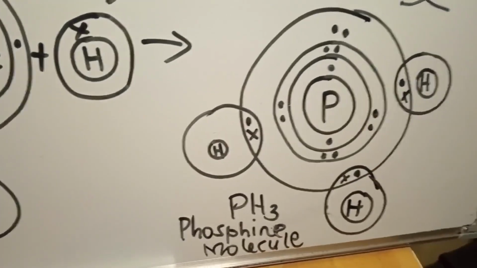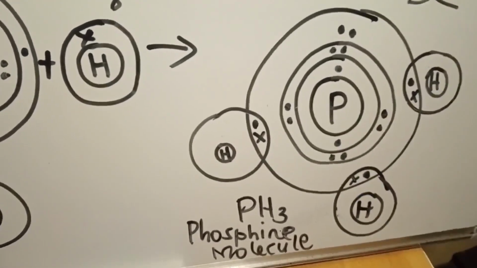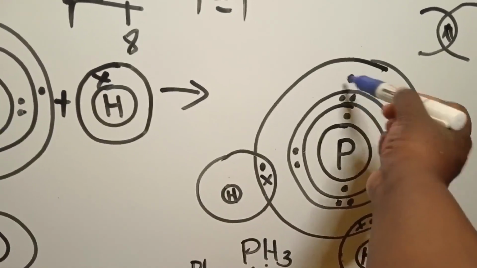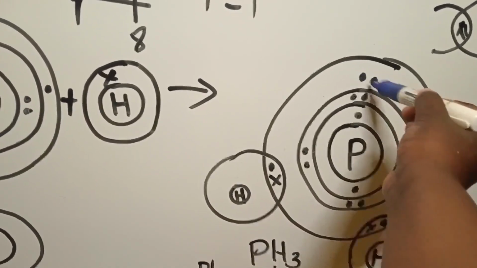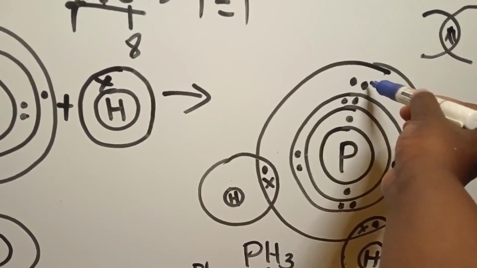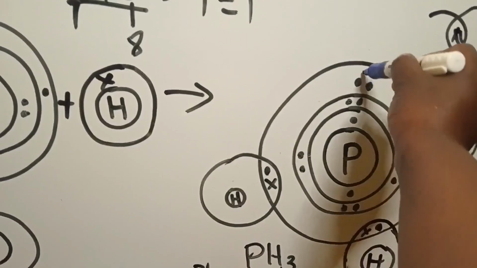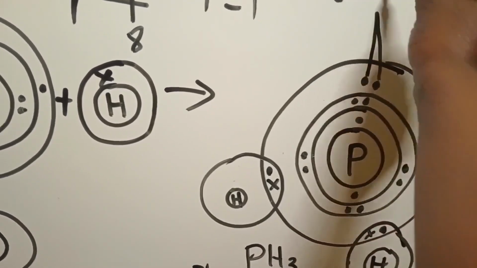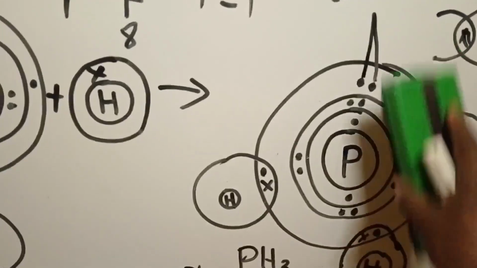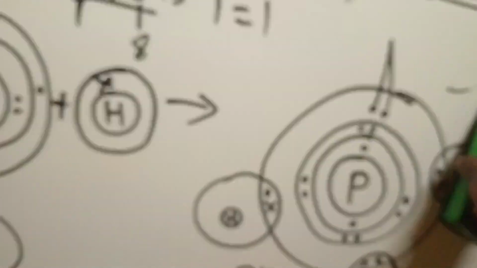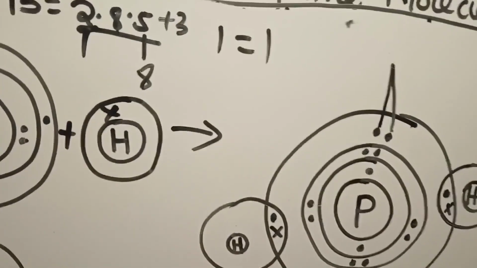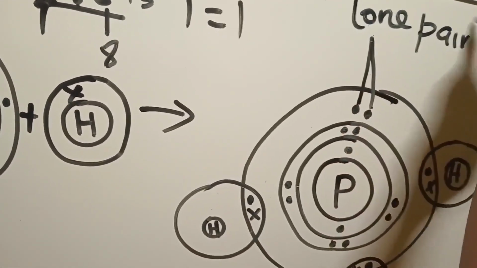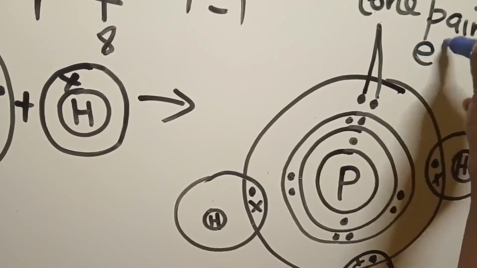Before we wind up on the phosphine molecule, I want to show you something. You see these 2 electrons for phosphine, they were not used for bonding. They were not used. This is what we call a lone pair of electrons.